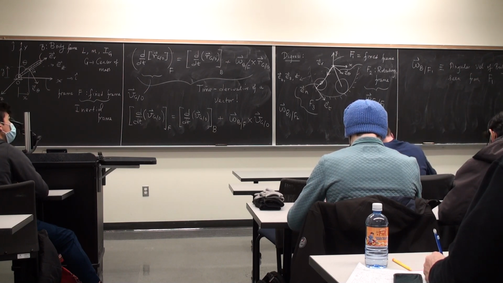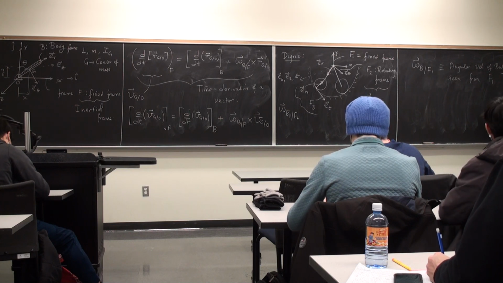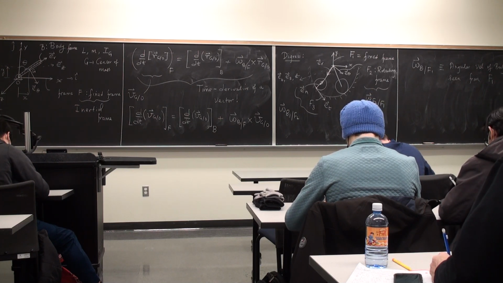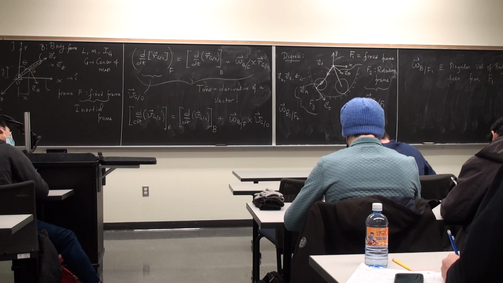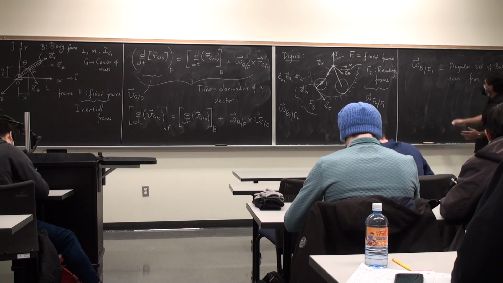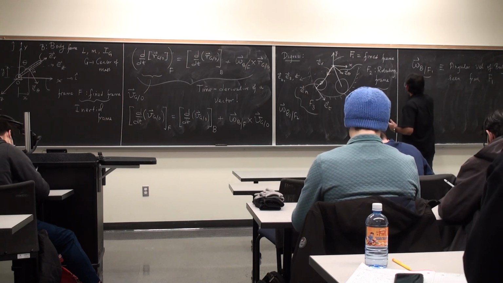This is always the quantity you want. You want the inertial quantities, meaning quantities with respect to a fixed frame. In many problems, this may not be known, but it is perhaps known omega B with respect to F2 and F2 with respect to F1 could be known. So this could be an unknown.